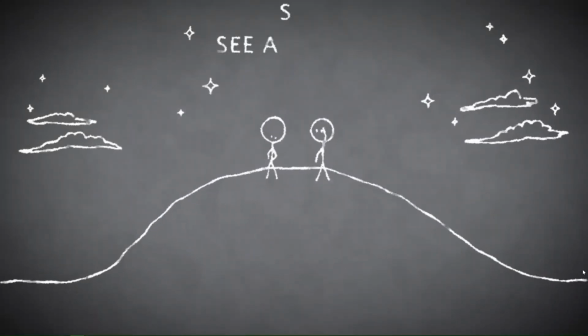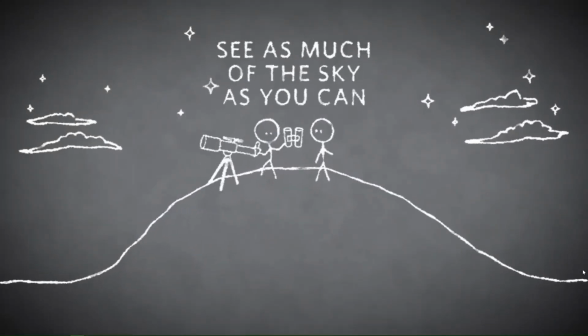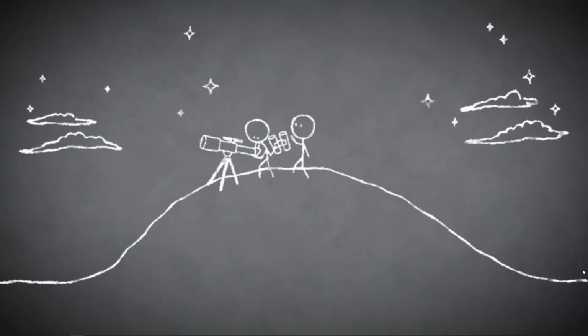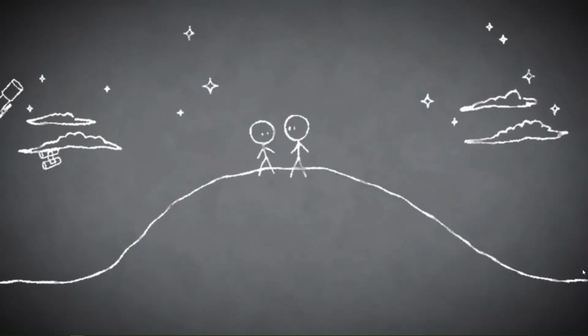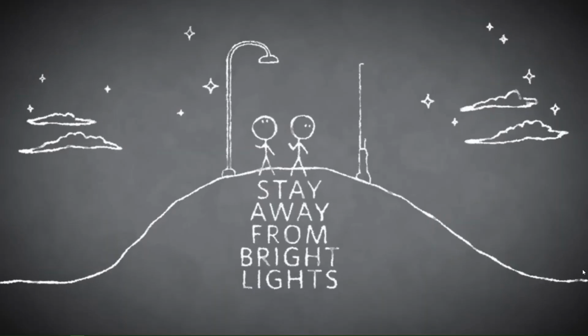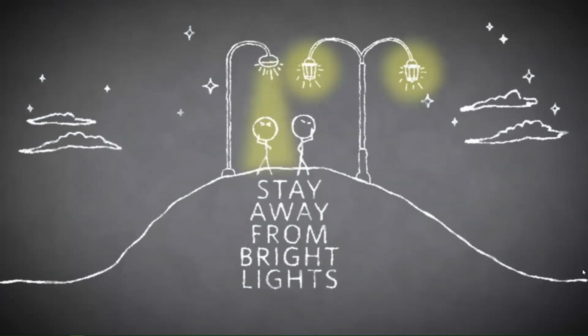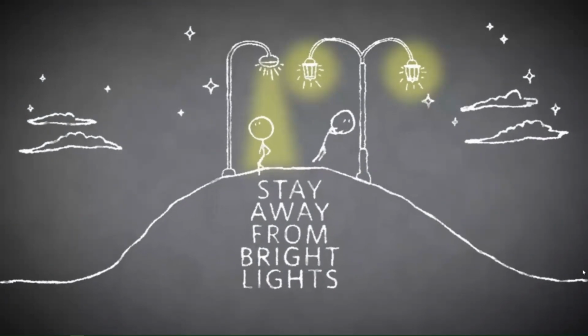This will allow you to see as much of the sky as you can. And don't use binoculars or a telescope, which will restrict your field of view. Also, make sure you're away from, or at least shielded from, bright lights, which will wash faint meteors from view.